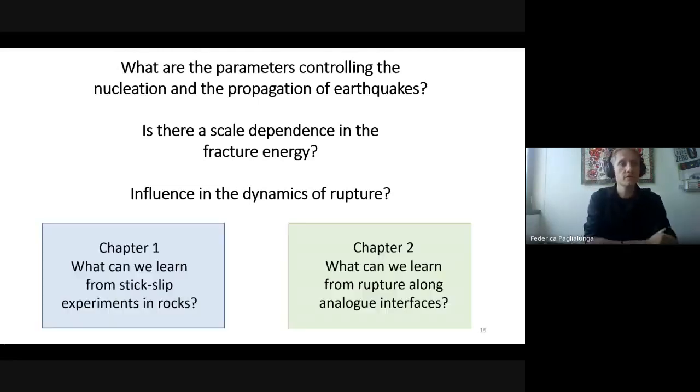To answer these questions, we divided the presentation into two chapters. In the first one, I will present what we can learn from tectonic-fear experiments in rocks, the work I did before moving to EPFL. And in the second part, Federica will present the results she got recently about experiments we conducted along analog interfaces.